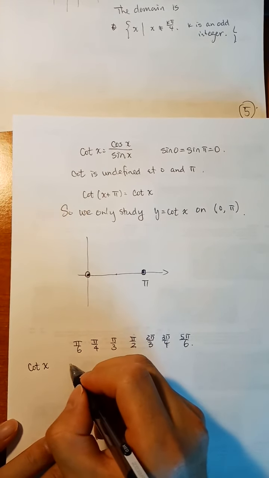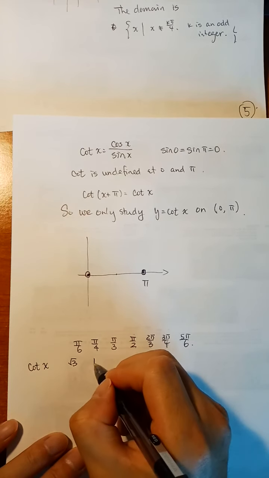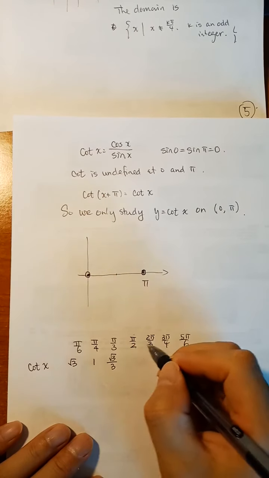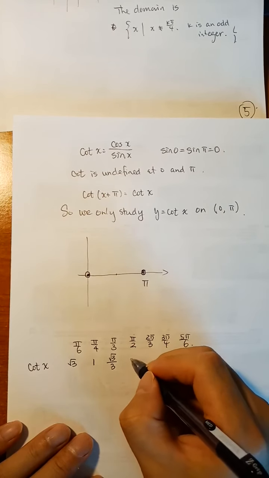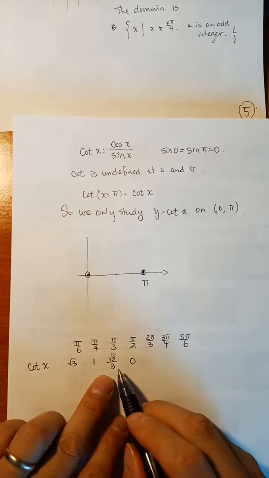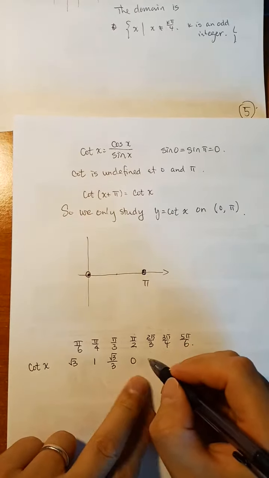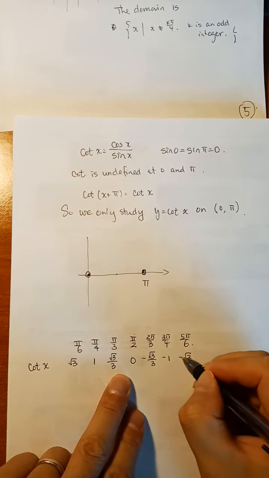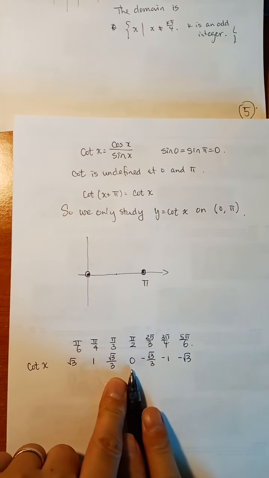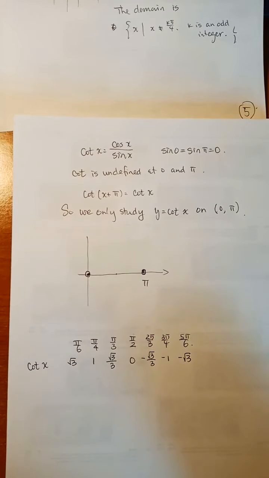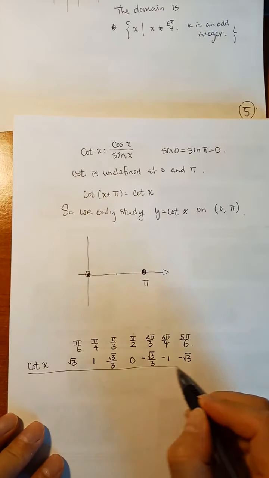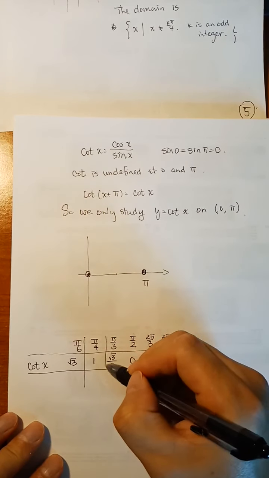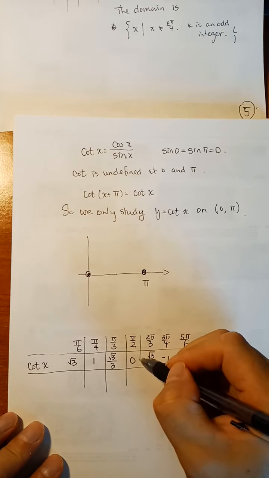Okay, so you get the cotangent of x. Cotangent of pi over 6 is root 3. Cotangent of pi over 4 is 1. Cotangent of pi over 3 is root 3 over 3. Cotangent of pi over 2 is 0. And for the other part, you are going to copy this and put a negative sign. So it's symmetric about 0, but here is positive, here is negative. And you have the x point and the y value, and you put them together to get the coordinates of the point on the graph.